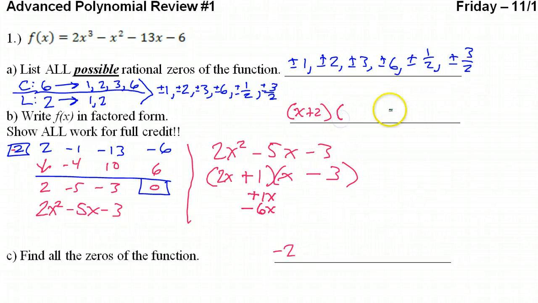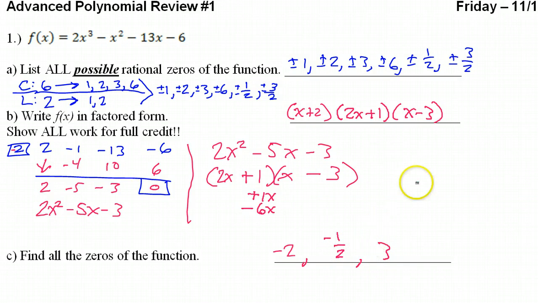So I will add this to my list of factors. So 2x plus 1 and x minus 3. And I will add to my list of zeros negative 1/2 and positive 3. Now, it's probably pretty obvious where I got the positive 3 from. You might be thinking, oh, look, it's the opposite.